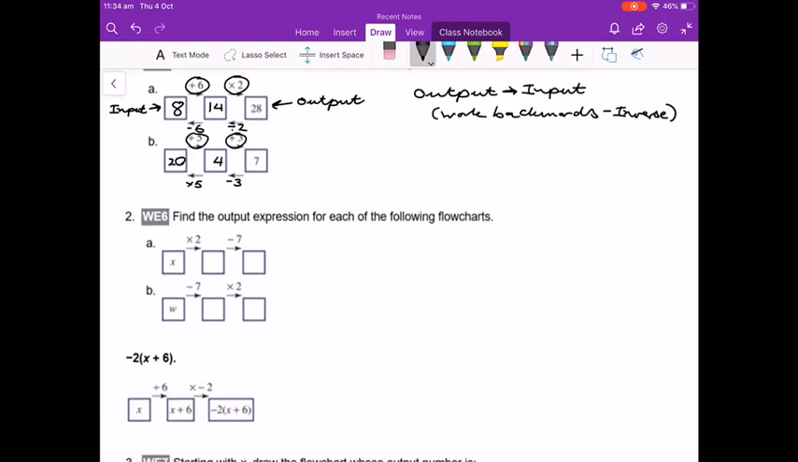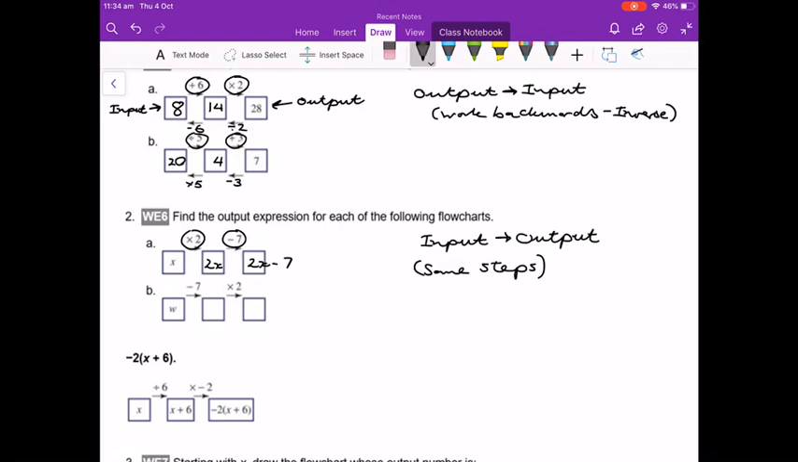So now what we're going to do is go from an input to an output, which is from the question to the answer. And this is just where you follow the same steps. We do not need to do the opposite. So we're going to start from x and work through the steps. x times 2 is 2x. Then we take 7. Therefore, the expression would be 2x take 7.